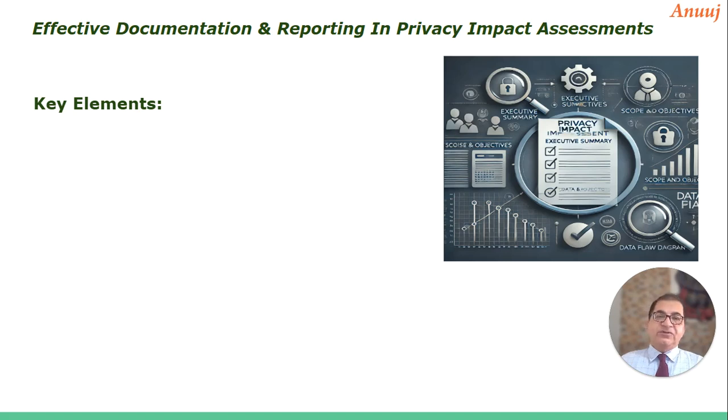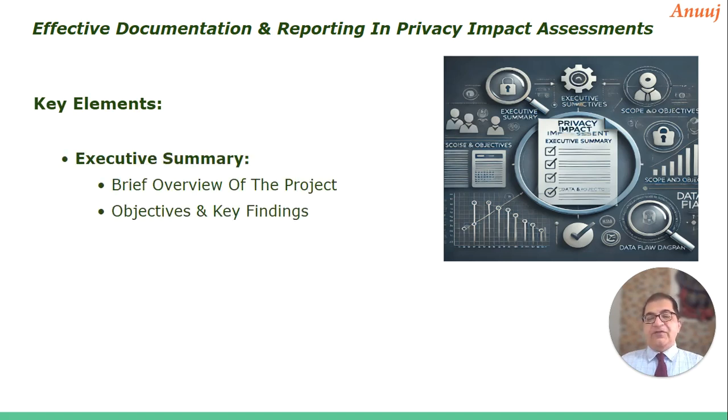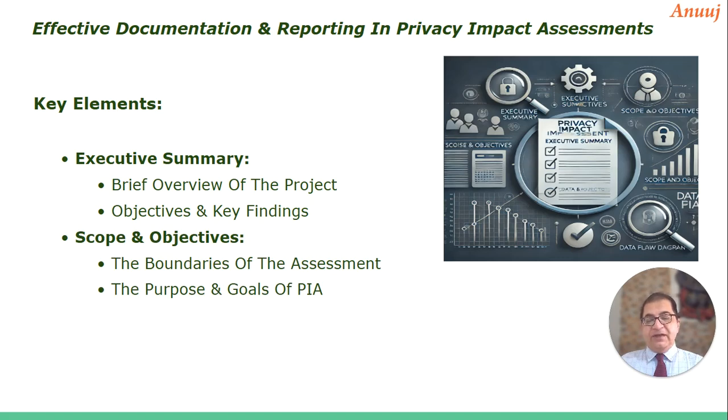So what are the key elements of an effective document? It should have an executive summary which should summarize what the purpose of doing the PIA was, what the objectives were, and what the key findings were. This is only the overview of it. Then it should also have the scope and the objectives in detail. What are the purpose and goals of the PIA, in detail, including the overall boundaries you had thought of or created for the overall assessment.